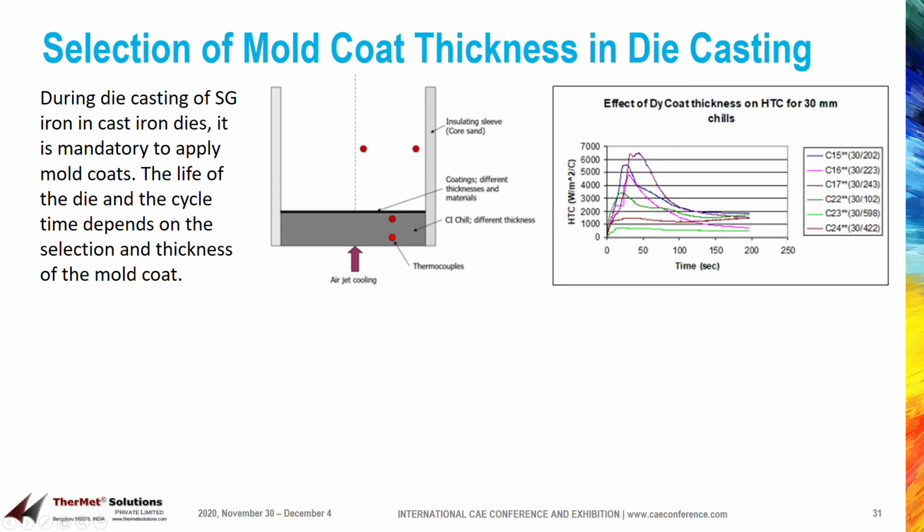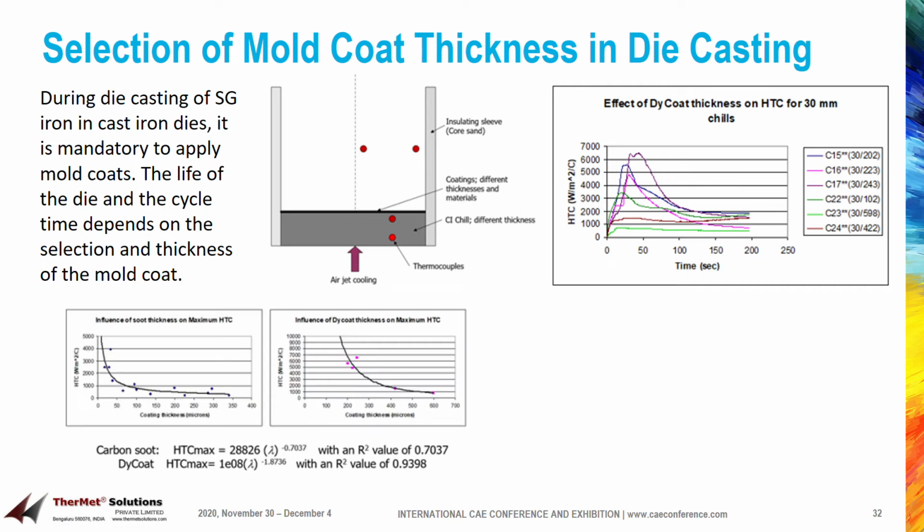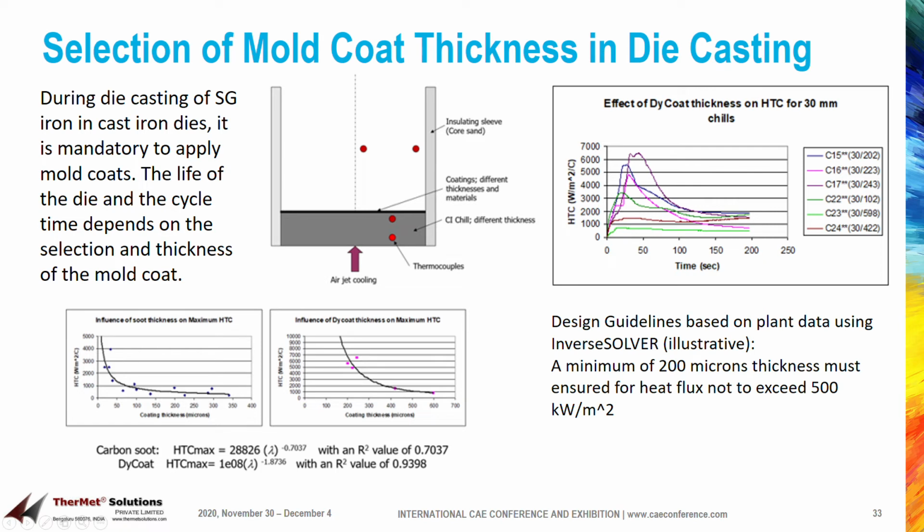In one case, a series of experiments were conducted to collect thermal data with different coating material and thicknesses. Design guidelines were developed on the basis of the heat flux at the metal mold interface, which were obtained by running InverseSOLVER. A typical guideline could be like a minimum of say 200 micron soot thickness must be ensured for keeping the heat flux at a maximum of 500 kilowatt per meter square.